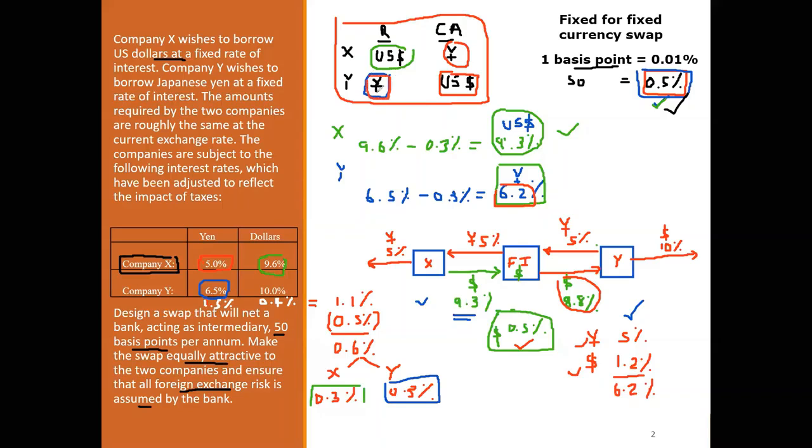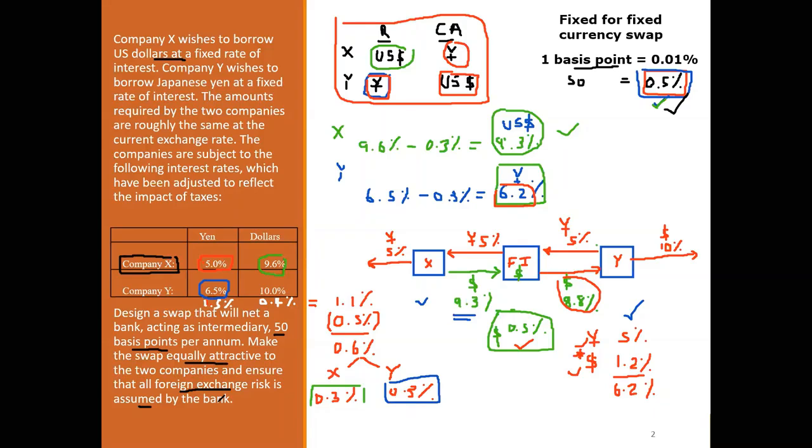Y wanted only yen. But now Y has to bear a cost in dollars as well. So Y is exposed to the fluctuations in the dollar value. Based on the information given in the question, you can design the swap in different ways. When it says the foreign exchange risk is borne by the bank, do it in the way that we initially did it, the way we did earlier in the previous case.